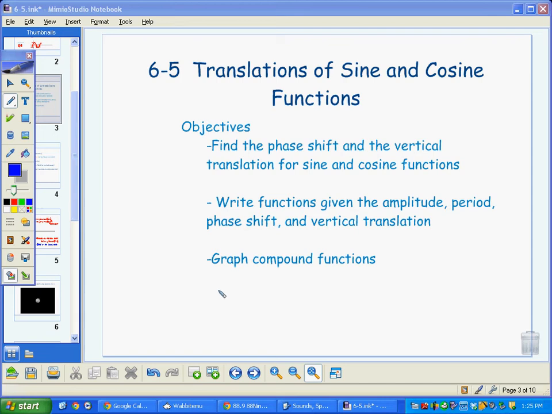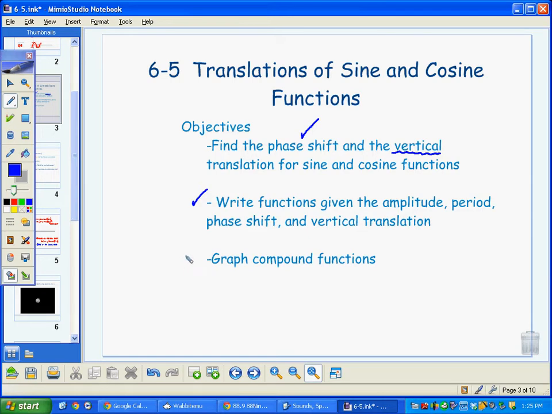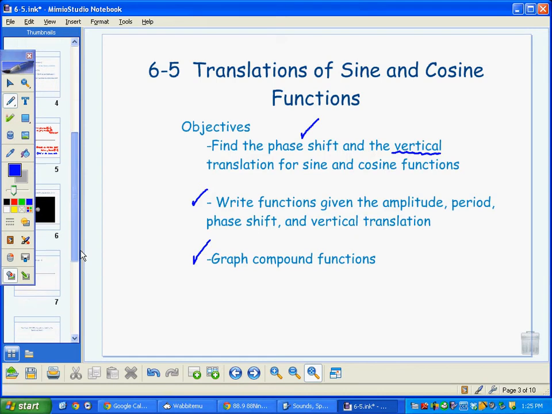Hi, we'll be talking today about the second part of our lesson on translations of the sine and cosine functions. Yesterday we took a look at the phase shift, and today we'll be adding in the vertical shift, and then we'll be working on how to write functions if we're given the amplitude, period, phase shift, and vertical translation, and then we'll be working throughout on graphing compound functions.